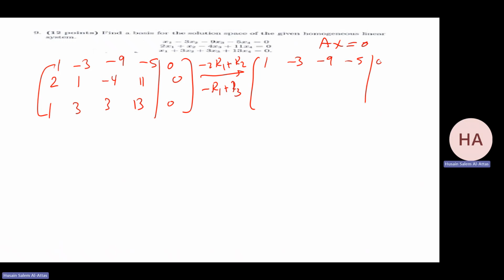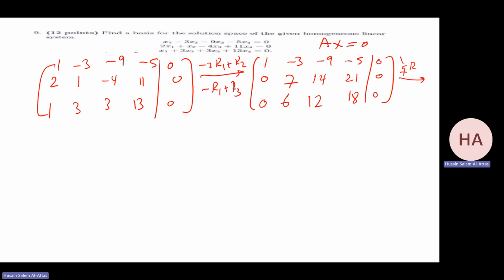This is the first row, multiply by minus 2 and add, that will be 0. Minus 2 and add, that will be 7. Minus 2, 18 minus 4, that will be 14. Minus 2 and add, that will be 10, 21, 0. That will be 0. Minus 1 and add, that will be 6. Minus 1 and add, that will be 12. Minus 1 and add, that will be 18. Almost the same as the one before.